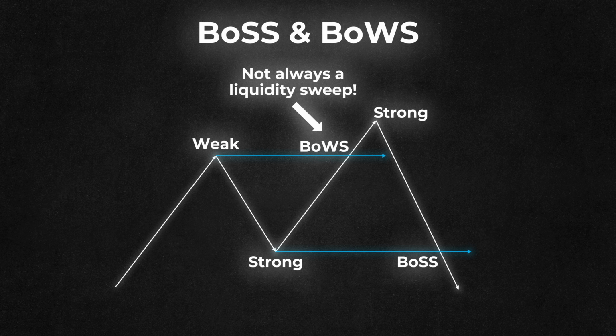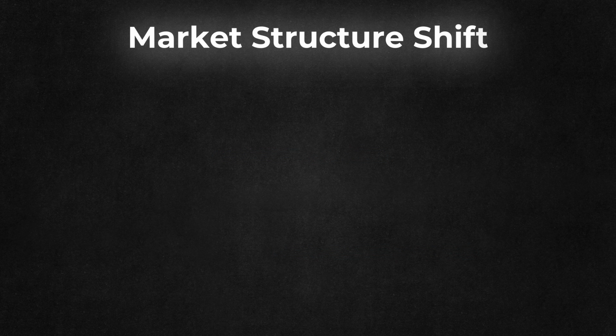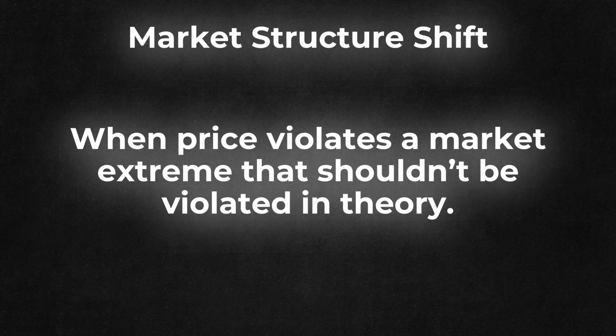This also renders the high that originated the movement as a strong structure. This event is usually characterized as a market structure shift, simply because it shows a shift in control between market players. Given this initial condition, let's decipher the different types of market structure shift. A market structure shift happens when a price violates a market extreme that shouldn't be violated in theory.